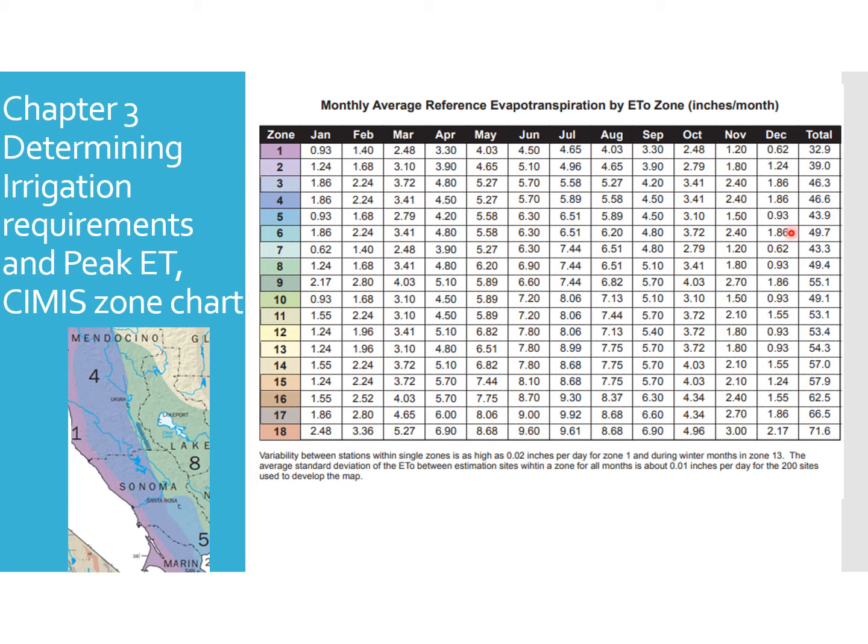In contrast to that, in these drier areas, like zone 17 or 18, the peak month is also July, but look how much higher this is. Zone 17 is 9.92 inches, and zone 5 is 6.51 inches, so quite a bit more. And then if you look at the annual total, Santa Rosa was 43.9, and zone 17 was 66.5, so quite a bit more.